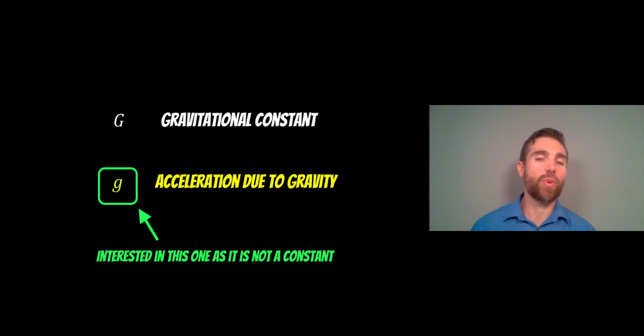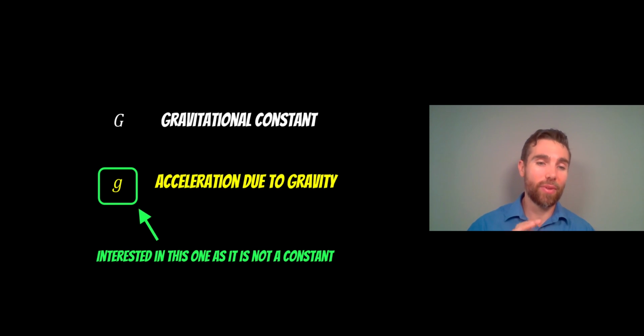So first, we're going to have a look at gravity in general. Uppercase G is your gravitational constant. That is a constant, and it's the same throughout the universe. And then you have lowercase g, which is the acceleration due to gravity, or the surface gravity on the planet. We're interested in that bottom one because this one is not a constant, and it is dependent on where you are, on whatever object you're interested in.